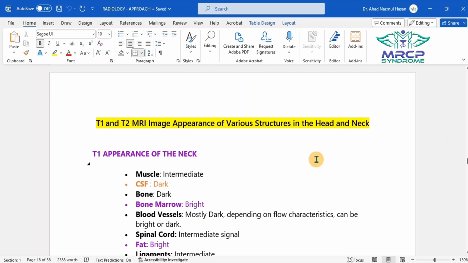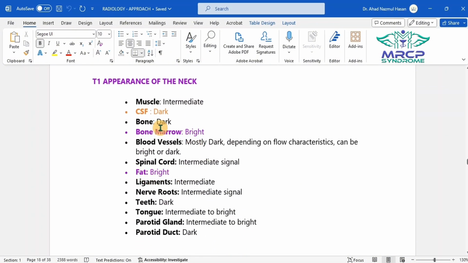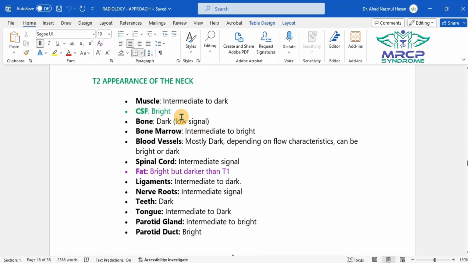So next one is T1 and T2 MRI images appearance of various structures in the head and neck. So CSF is dark in T1. And the fat would be bright. The bone marrow contains fat, so it will also be bright. The bones and blood vessels, whether this is T1 or T2, would be dark. The CSF and fat components would be bright in T2.